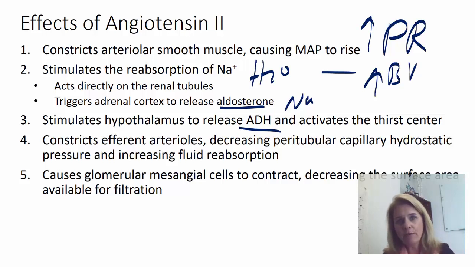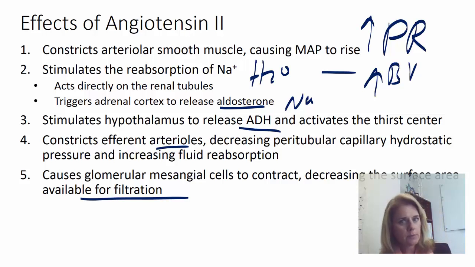It causes the efferent arterioles to constrict, which changes the capillary hydrostatic pressure and increases fluid reabsorption. So it's going to work at the level of the glomerulus. It also causes the glomerular mesangial cells, that other set I told you about, the ones that I worked on, to contract, and that lessens the surface area in the glomerulus to decrease the surface area for filtration.